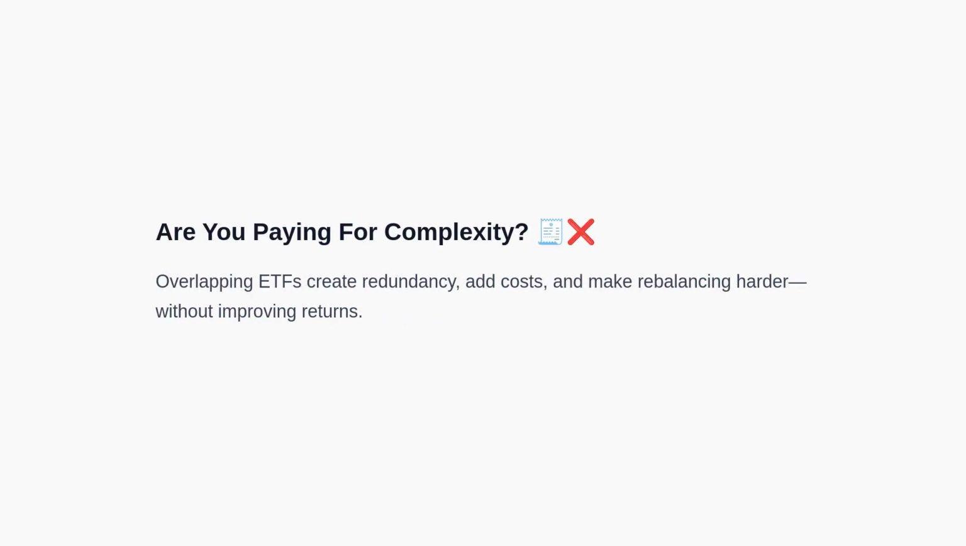Many investors unintentionally pay for complexity by holding overlapping ETFs. Overlap happens when multiple funds in your portfolio own many of the same underlying stocks. This redundancy does not improve expected returns, but does make rebalancing and monitoring more complicated. The simplest path to broad, low-cost exposure is often the best.